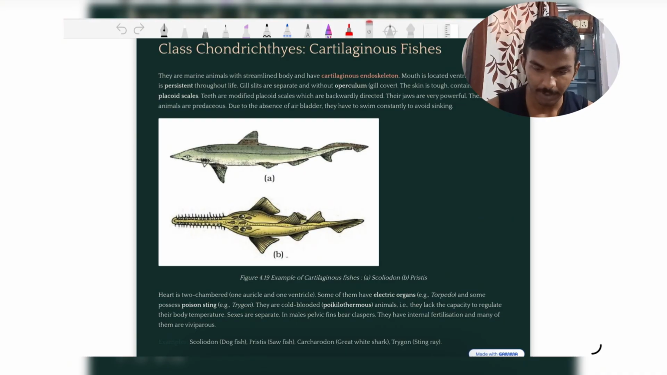Their jaws are very powerful. These animals are predaceous, and due to the absence of an air bladder, they have to swim constantly to avoid sinking. Examples of cartilaginous fishes: Scoliodon and Pristis. Scoliodon is a shark. Heart is two-chambered, one auricle and one ventricle.